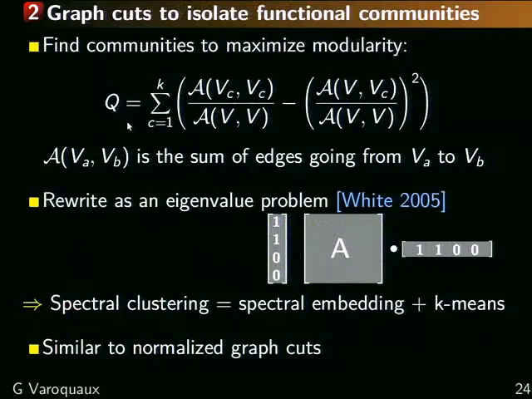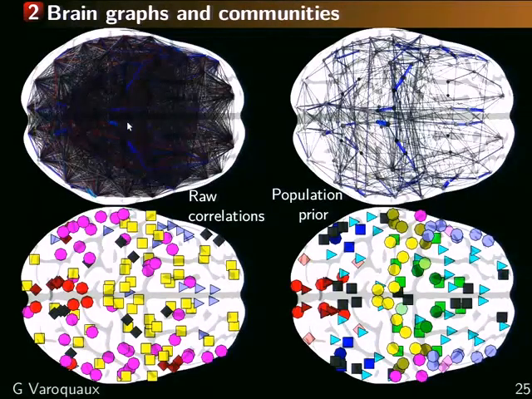Now, if we look at the graph, it looks like this. This is just a raw graph. The maximum likelihood estimate is just full, black, can't see anything. This is the graph that we get with the population prior. It looks very structured. If you look at it in 3D and try to understand it, you feel like there's something in it. But how can we quantify this?